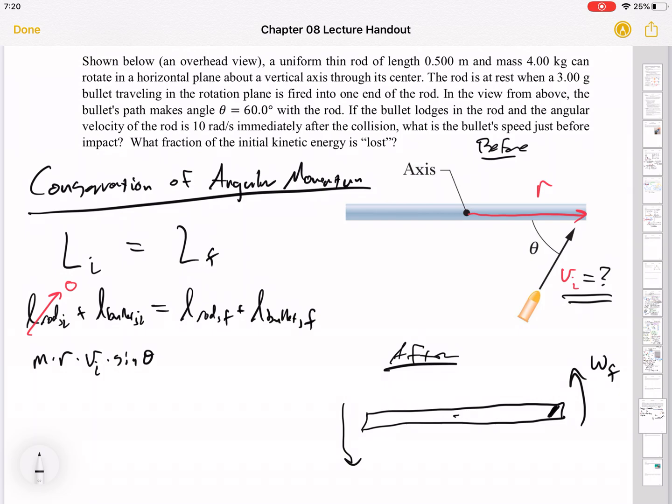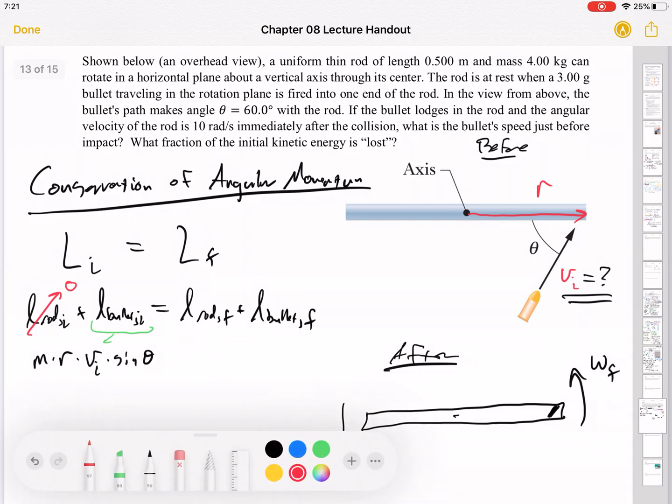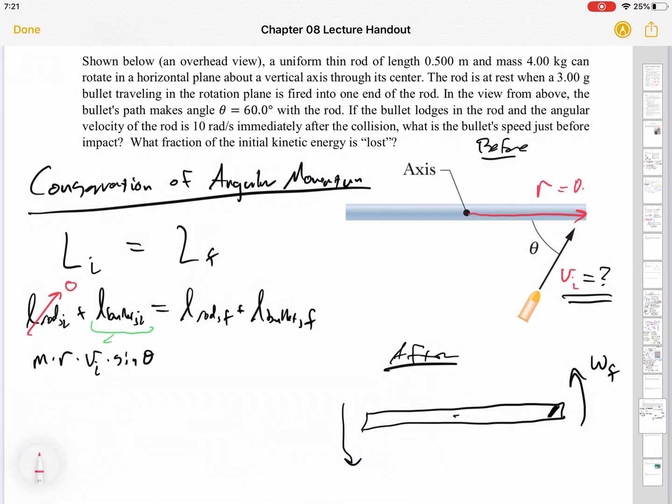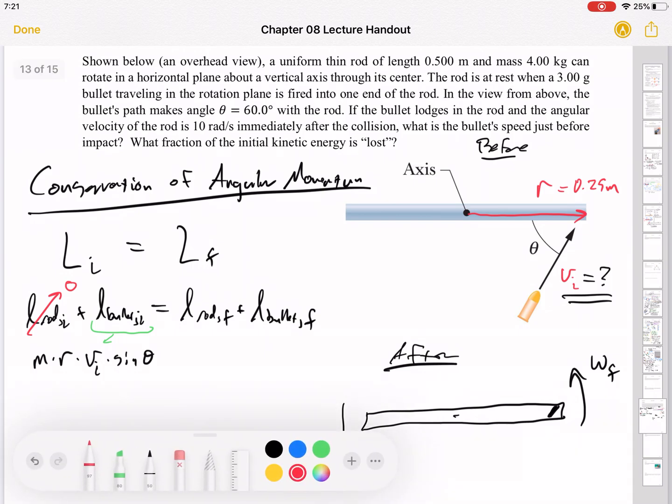We filled in the left-hand side of this equation. Again, this term is this entire thing here, mRV sine theta. We're just using the mRV sine theta definition for this. So R is half the length of the rod. Let's write that down. Half the length of the rod is 0.25 meters. The full length of the rod is 0.5 meters. I'm going to call that capital L.